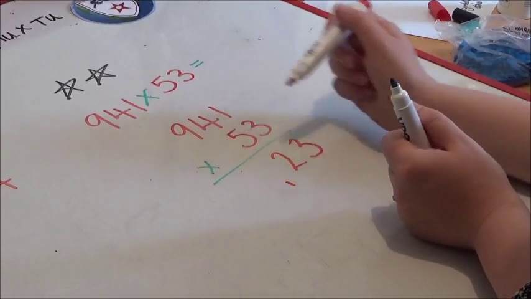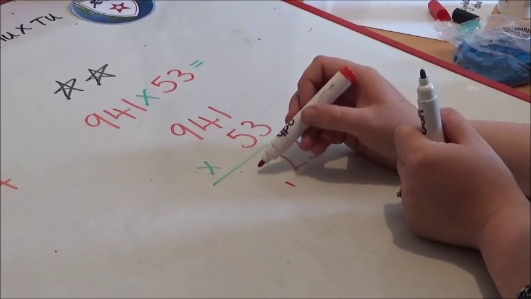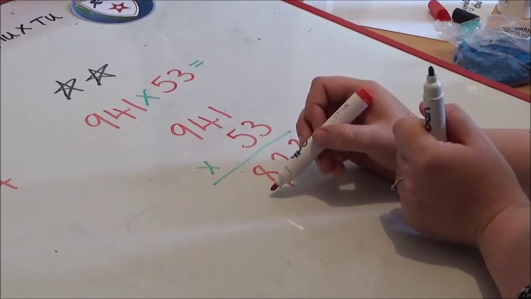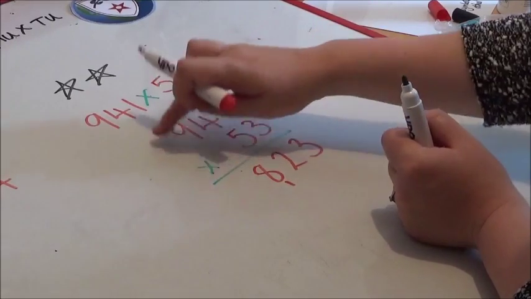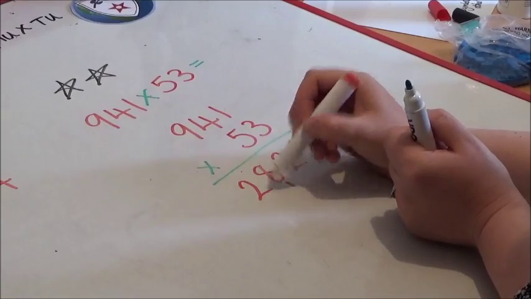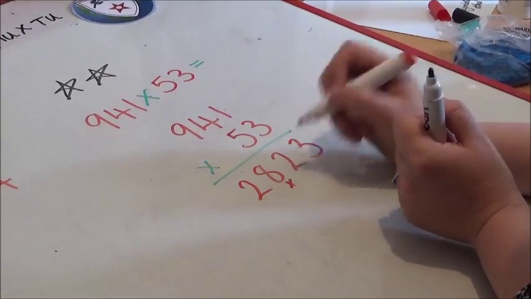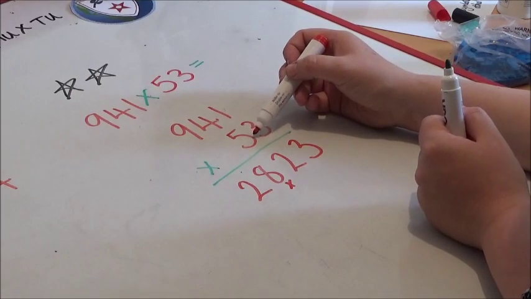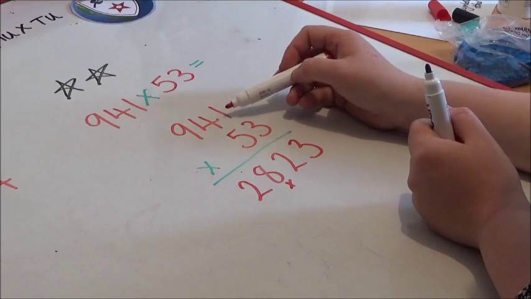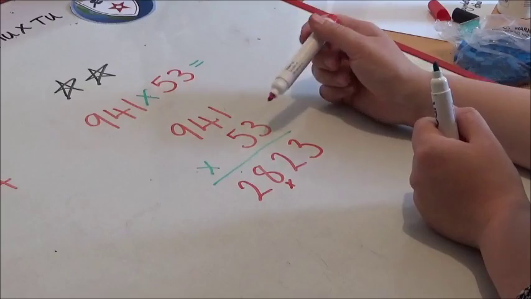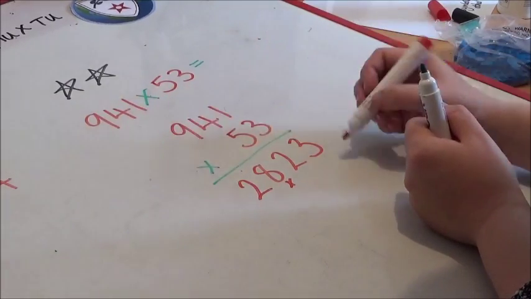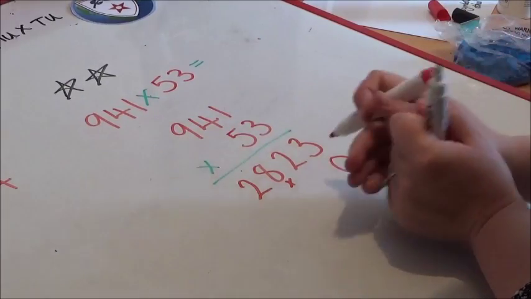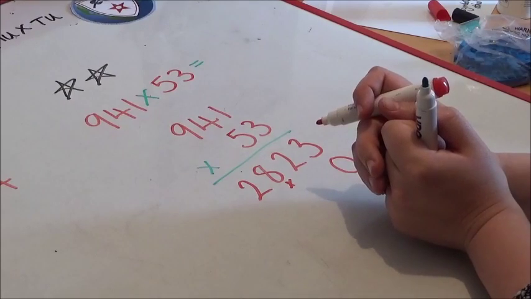3 times 9 is 27, add the extra 1 is 28. I could carry the 2 underneath here, but I've got nothing else to multiply, so I'm going to put that into my thousands column. Put a line through that so I don't get confused. Next I'm going to be doing 50 times 941. So what I'm going to do is 5 times 941, put the 0 here to move it up the place value position, make it 10 times bigger.